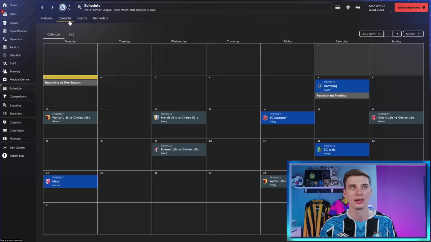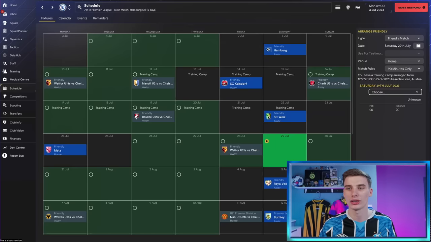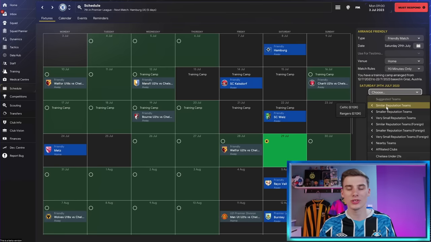If we go to our calendar here, we can choose a day where we've got a free slot. Take this weekend here where we've got no friendly game on that weekend. We can go ahead and click arrange friendly. You want to set your venue to home match, and then you can choose a team and you'll be able to see how much money the friendly will cost and how much it will make you.